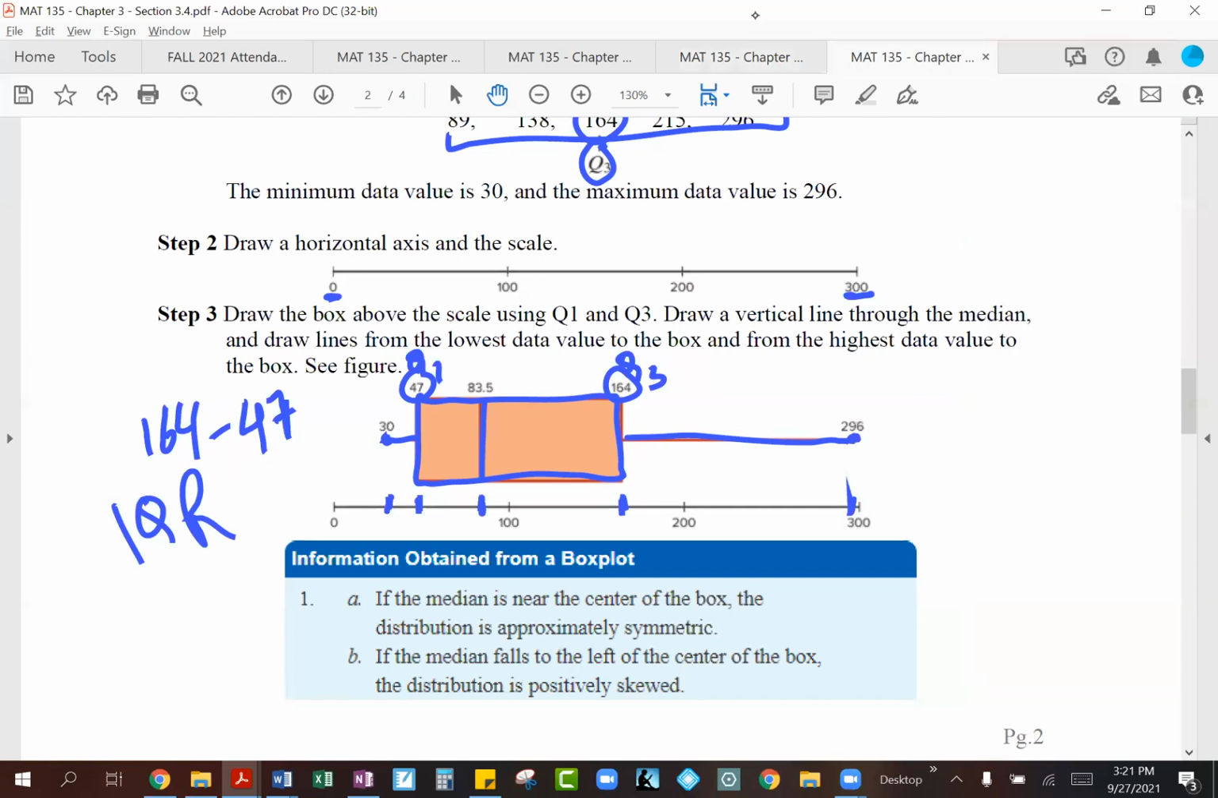And now you can see the median being right over here at 83.5. Yeah, Lise, I thought something like that must have happened. I'm glad you were able to join back in.